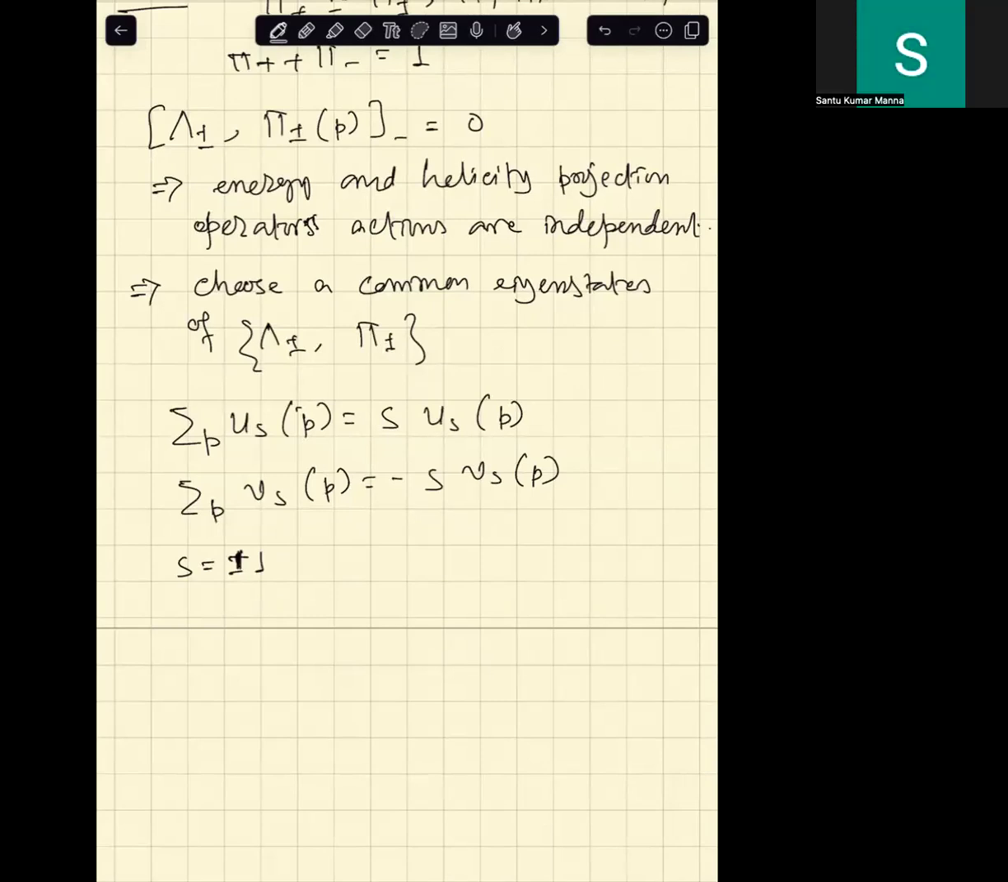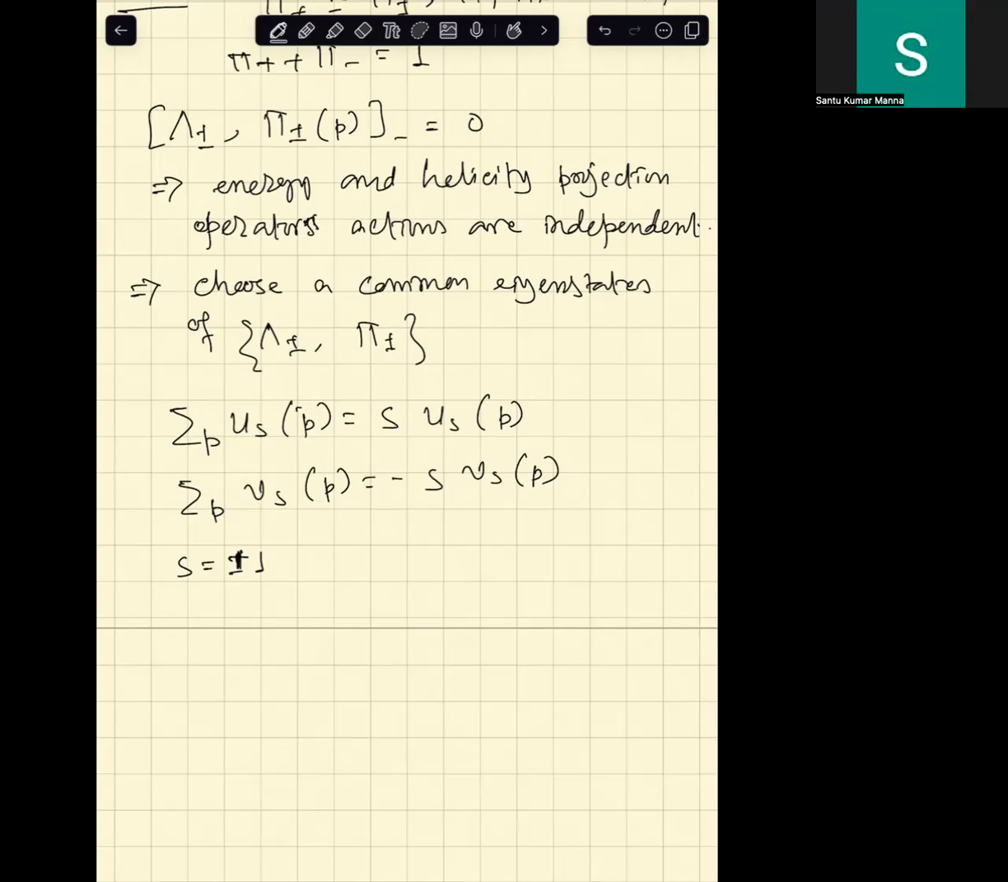But the helicity we can define only for the massless case, because otherwise the helicity will not be a good quantum number. It will be frame dependent. So when I'm saying that I'm defining both helicity as well as the position operator, that means I'm working in the massless case.